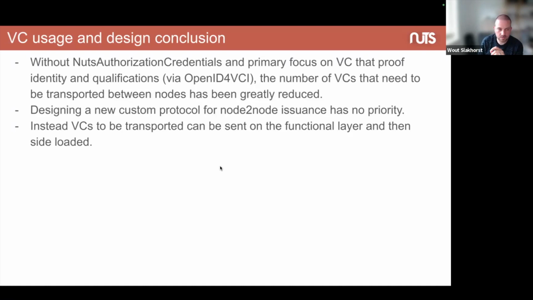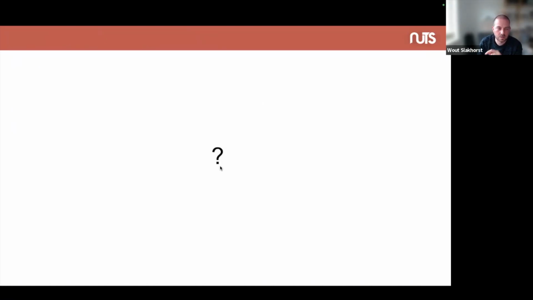Okay, so this was the last slide. This concludes the presentation on the wallet side of the nuts node and a bit about credentials and the credential design.